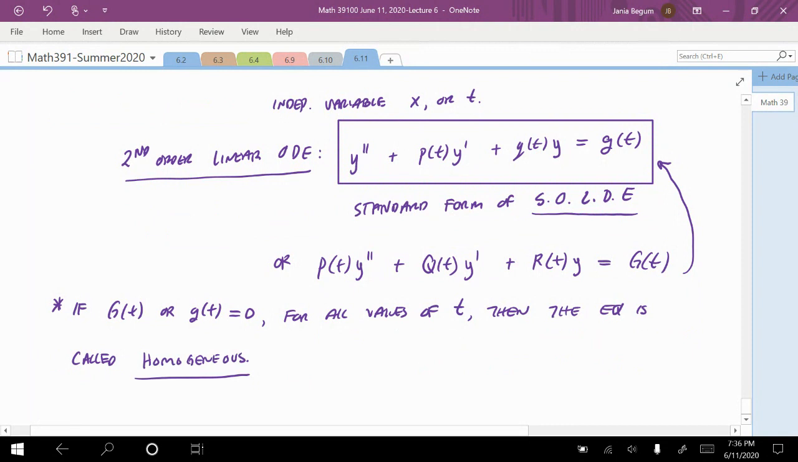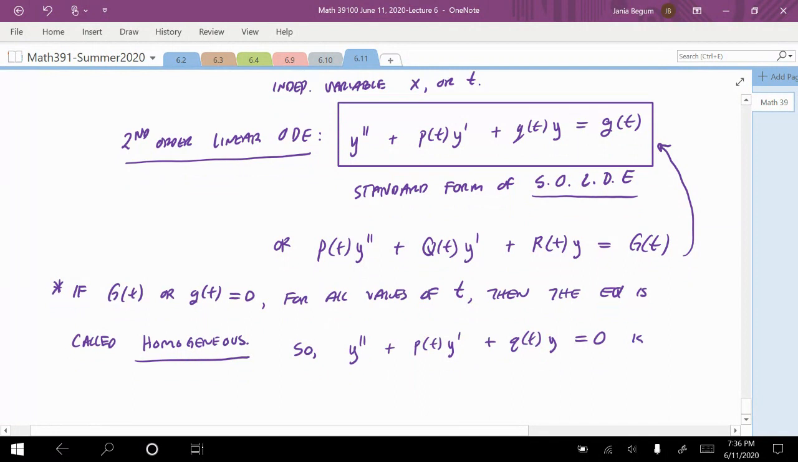So from chapter 3 onward, homogeneous means when the right side is equal to 0, meaning the function on the right side, g of t, we're calling it, is equal to 0. So that means we have y double prime plus p of t times y prime plus q of t times y equals 0. That's what it means to be homogeneous. Okay, so these are the homogeneous equations.